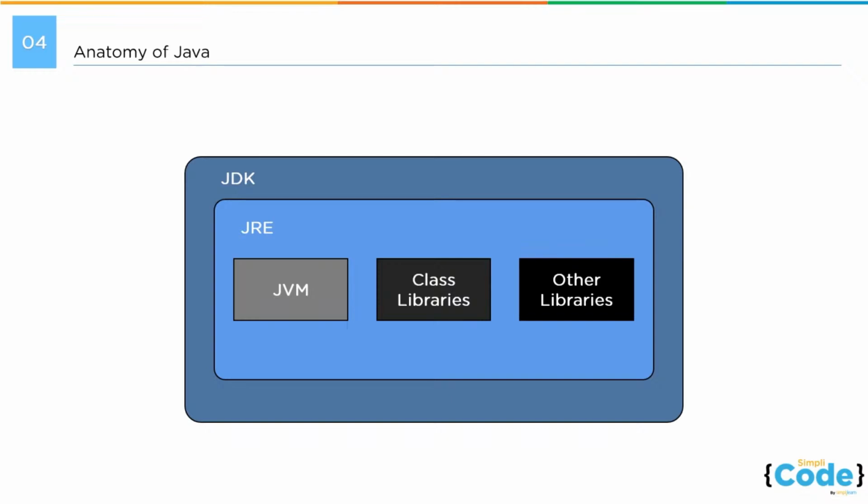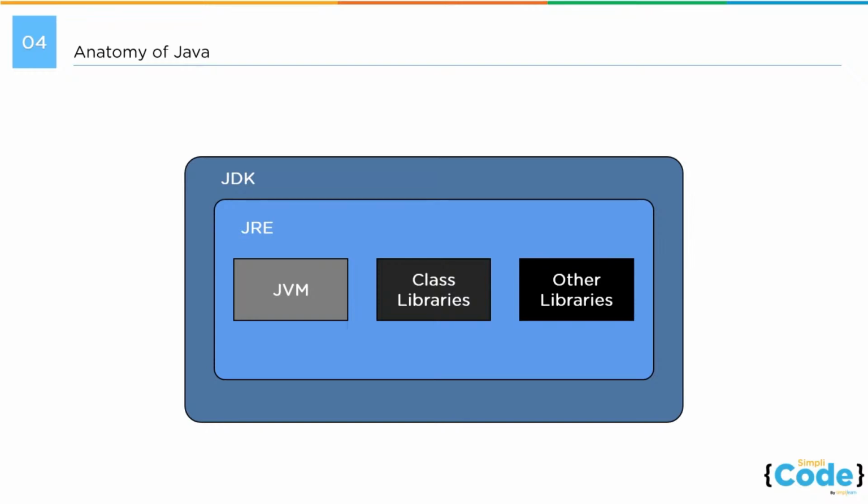For example, if this .class file is, let's say, a calculator program, then it might be using a square root function from the java.math package. So how does the java.math package get supplied at runtime? It would be supplied by the other supporting libraries which are present inside JRE.